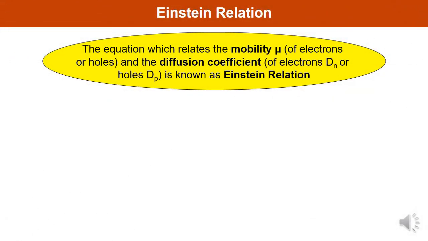The equation which relates the mobility, denoted by mu, and the diffusion coefficient, denoted by D, is known as the Einstein relation. So that means the equation which relates mobility with the diffusion coefficients is known as Einstein relation. You can note down this point, this is very important.